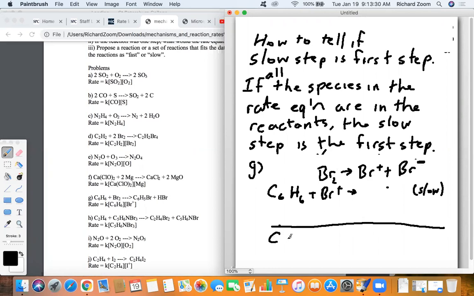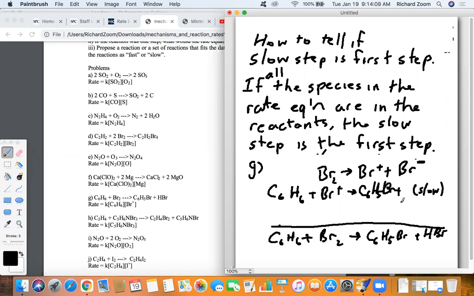So this has to add up to C6H6 plus Br2 gives C6H5Br plus HBr. And I can make the C6H5Br. How do I balance it? What's missing? Anybody tell me what's missing?